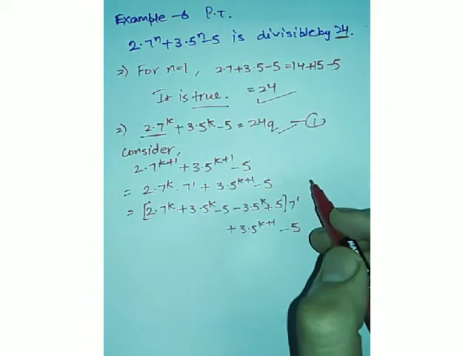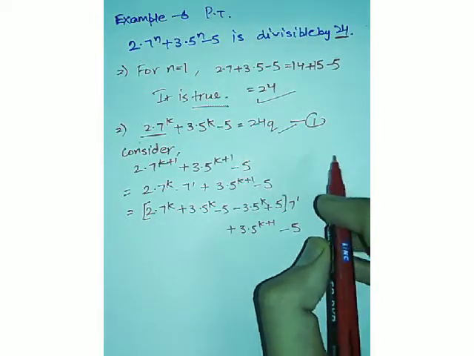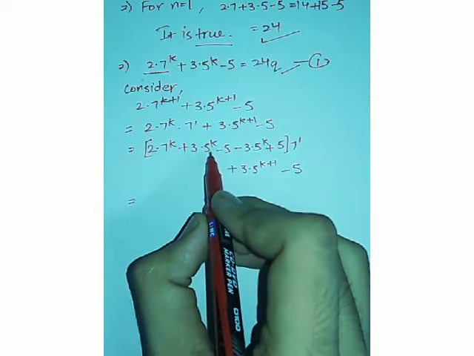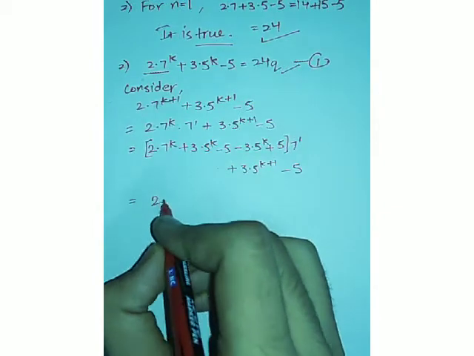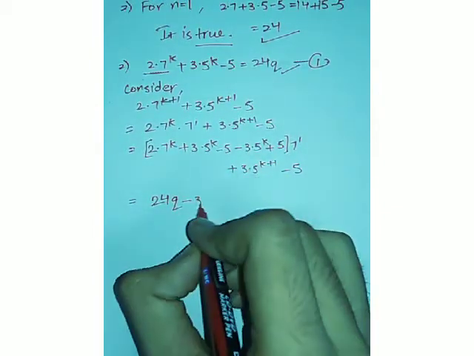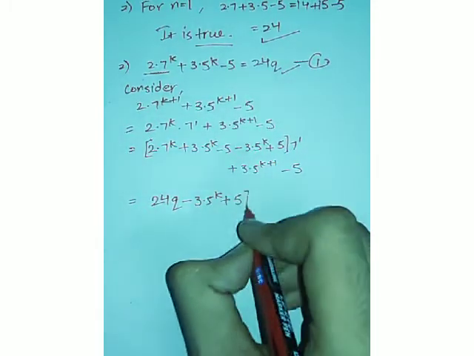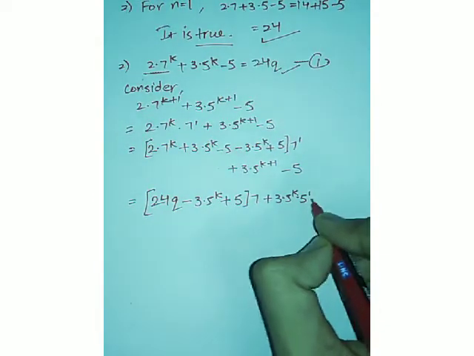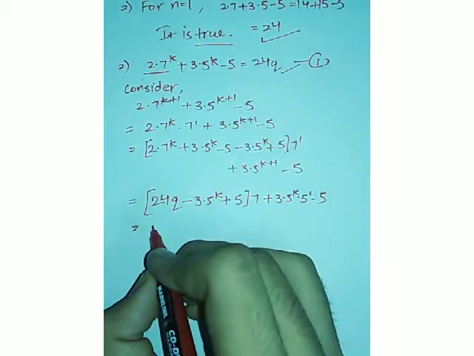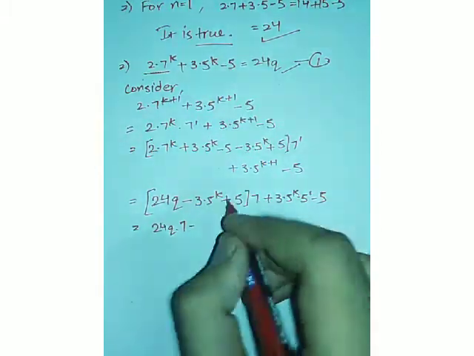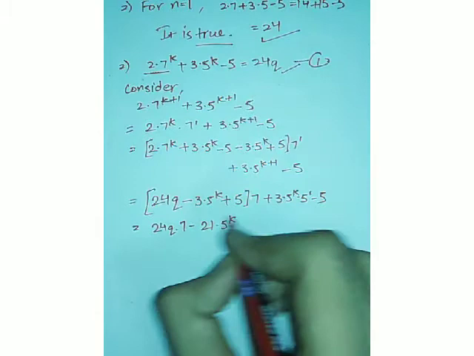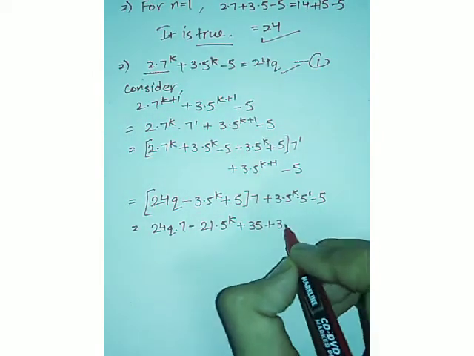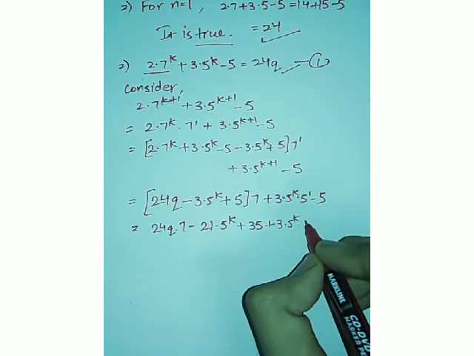Now what we have to take as a common factor? We have to take 24q as a common factor, right? 24 as a common factor. So just keep an eye on that. You can write 2 multiply 7 raised to power k plus 3 multiply 5 raised to power k minus 5 is equal to 24q from equation first. So it will be 24q. Then minus of 3 multiply 5 raised to power k plus 5. Then here is 7, then plus 3 multiply 5 raised to power k, and split it as well because you will need minus 5. Now 24q multiply 7 inside, 24q multiply by 7 minus 21 into 5 raised to power k, because 7 3s are 21, plus 35, right? And plus 3 multiply 5 raised to power k multiply 5 minus 5.